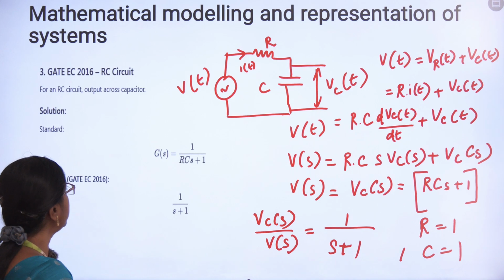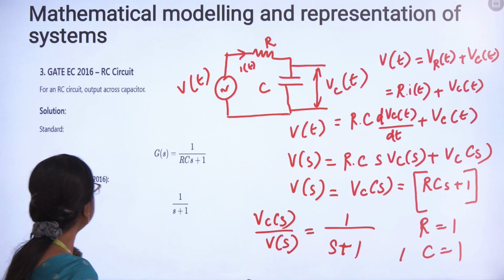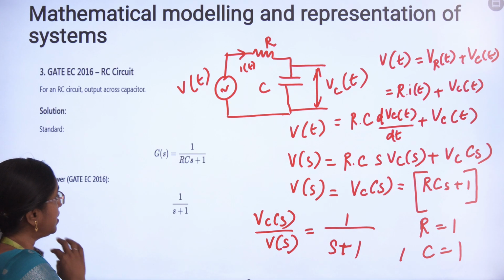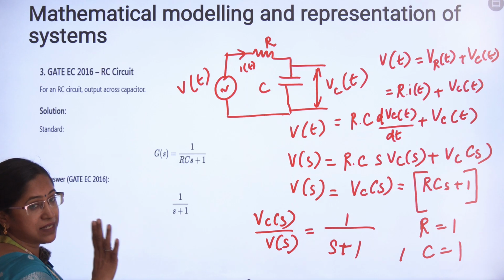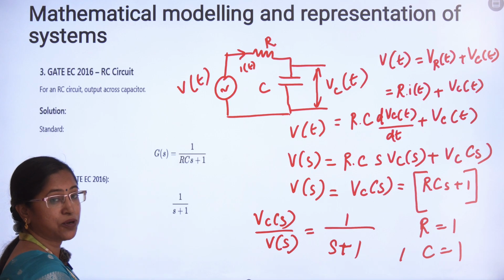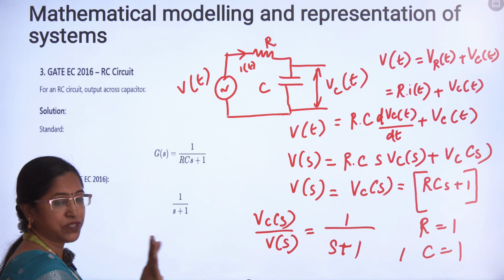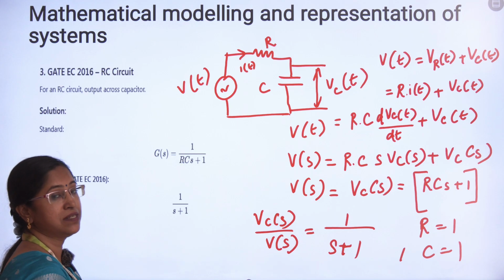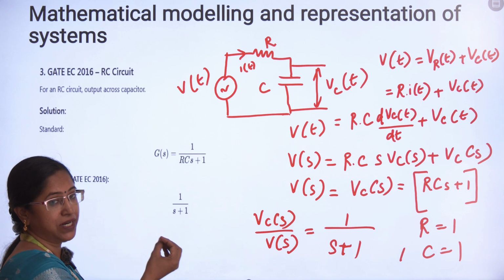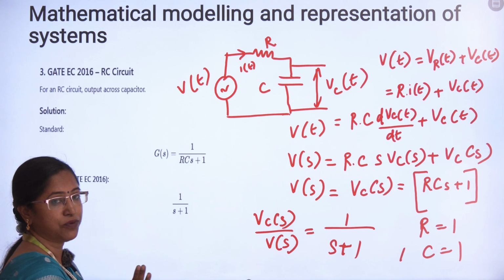Next question is from the GATE EC question paper 2016. In the question, an RC circuit is given, they are in series, and the output is taken across the capacitor. So R and C are in series, and the output is across the capacitor. For the Laplace transform, we have to take the output voltage across the capacitor as the output, and the input is your source voltage.